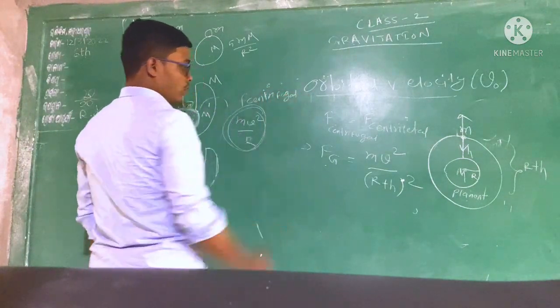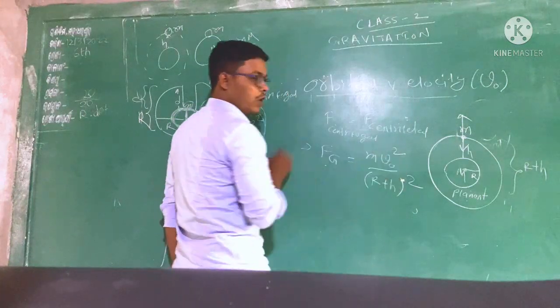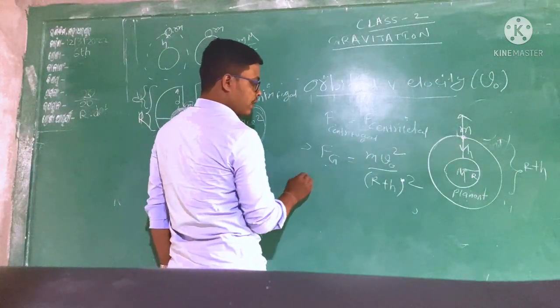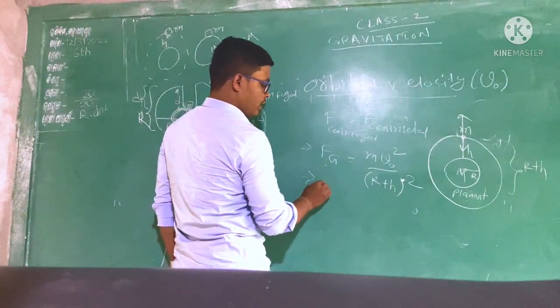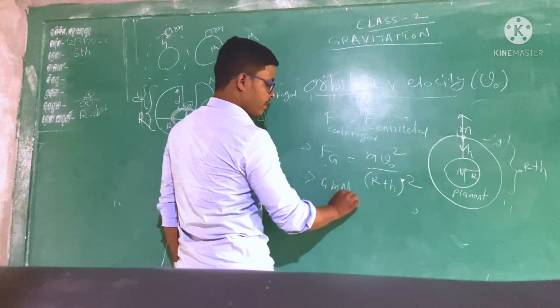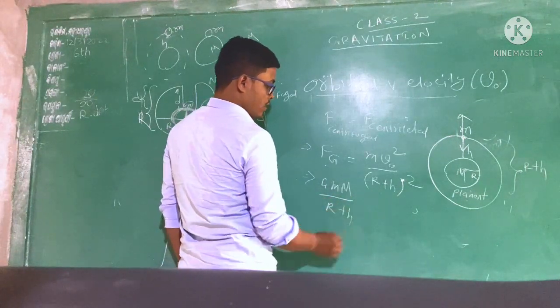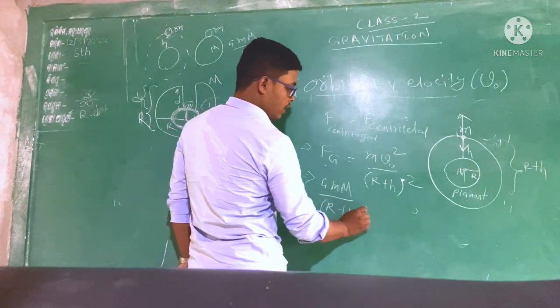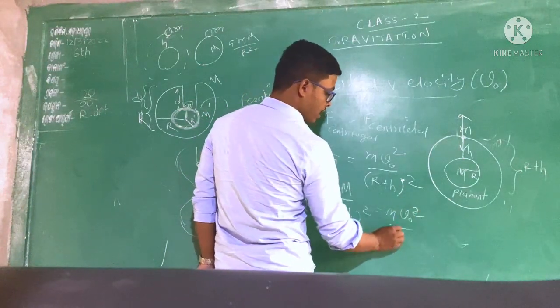Don't confuse. So mv square by r plus h. So this velocity is nothing but the orbital velocity. Okay, so what is the expression of gravitational force? So this is G small m into capital M divided by (r plus h) whole square, equal to m v0 square divided by r plus h.